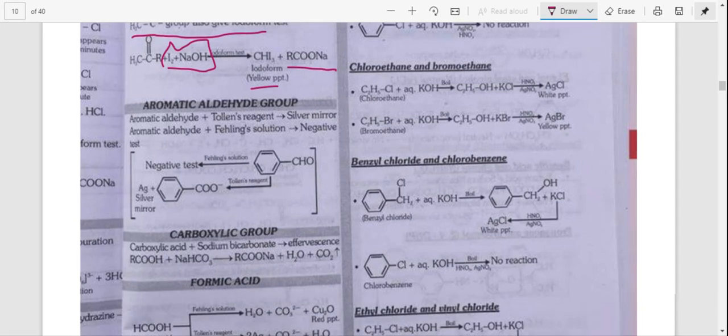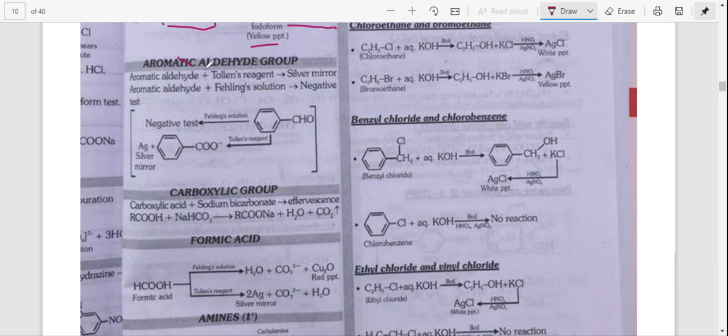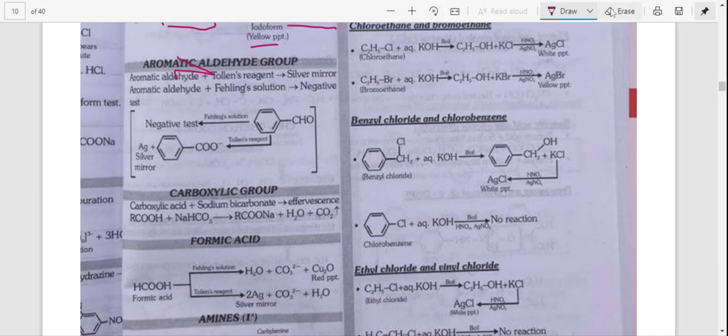Next, for aromatic aldehyde group. Aromatic aldehyde when reacted with the Tollens reagent will give silver mirror. But when aromatic aldehyde is reacted with Fehling solution, it will be a negative test. See here, this is the aromatic aldehyde. When it is treated with Tollens reagent, we can get Ag silver mirror. Next, with Fehling solution, we will get a negative test. It will not be reacting.